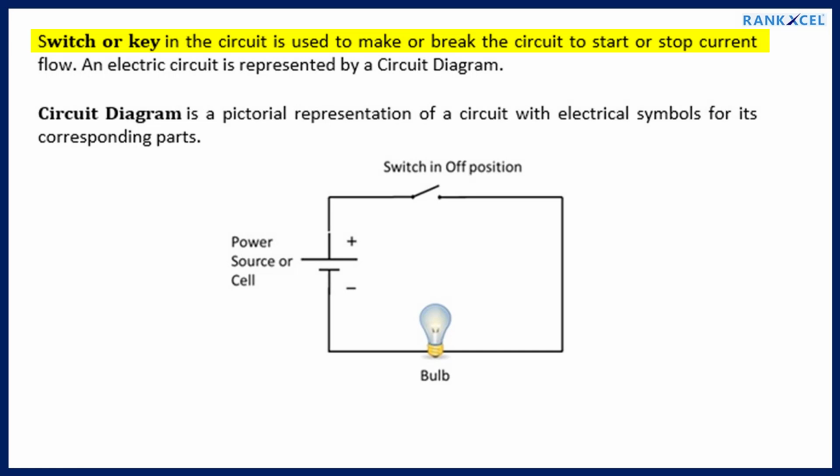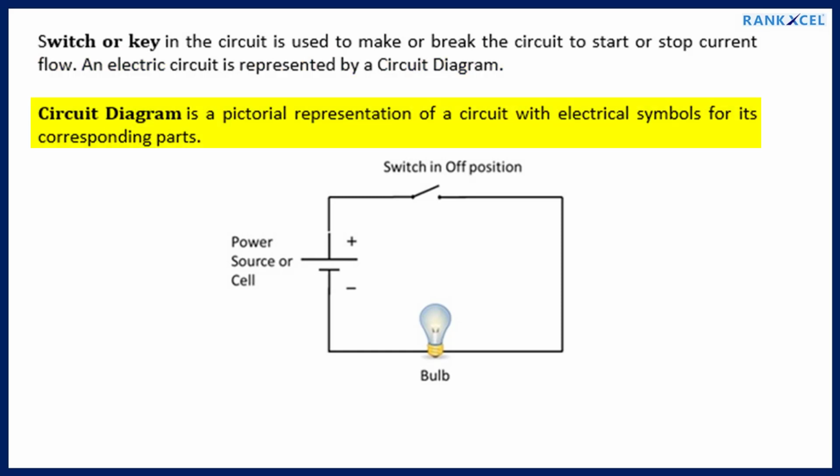A switch or key in the circuit is used to make or break the circuit to start or stop current flow. An electric circuit is represented by a circuit diagram. A circuit diagram is a pictorial representation of a circuit with electrical symbols for its corresponding parts.